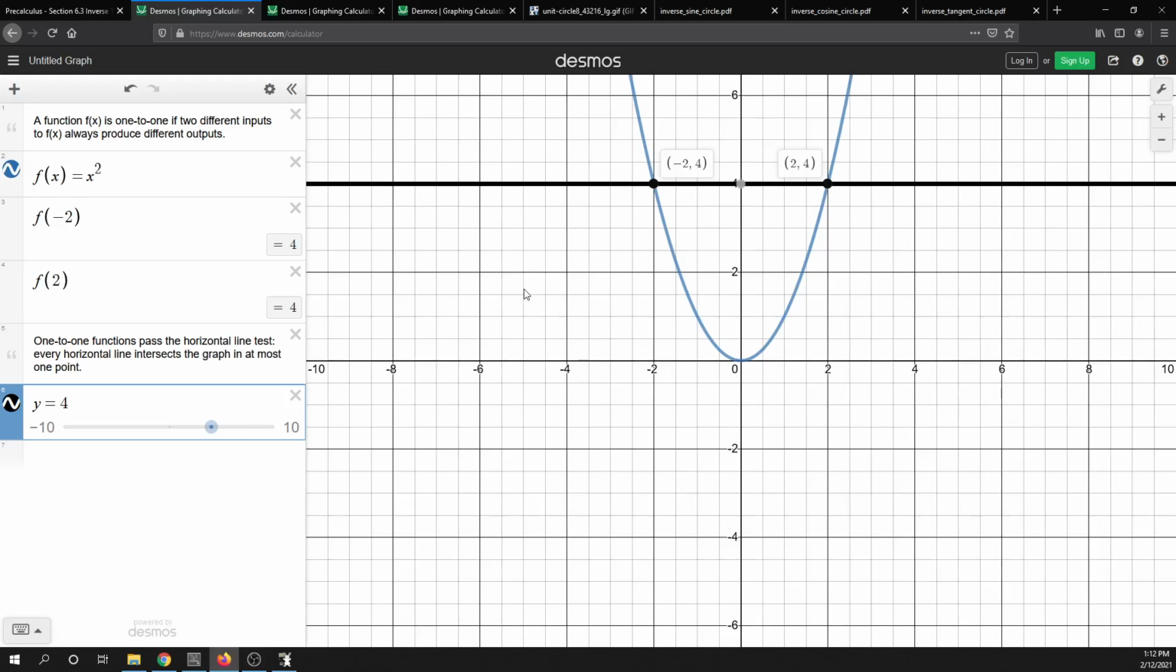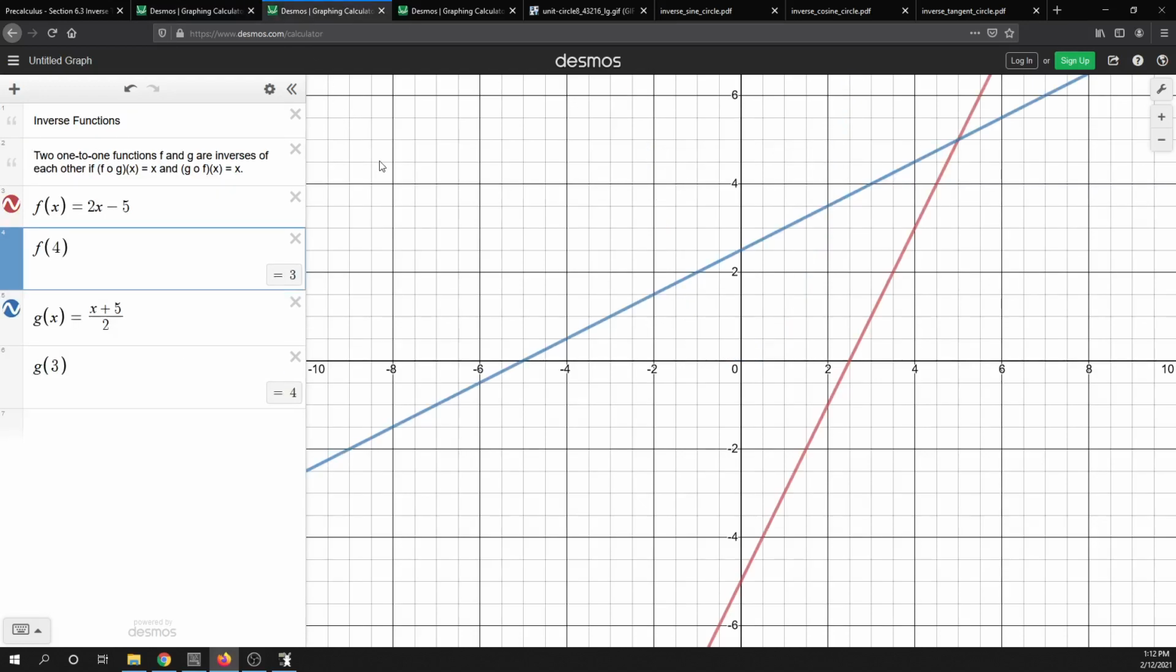And the reason we care about one-to-one is because one-to-one functions have inverses. Okay, and so the definition of inverse, right, is that two one-to-one functions f and g are inverses of each other if f of g of x is equal to x and g of f of x is equal to x. And so you have to kind of remember back to composition of functions for that definition to make sense. But let's just kind of explain it in a different way.